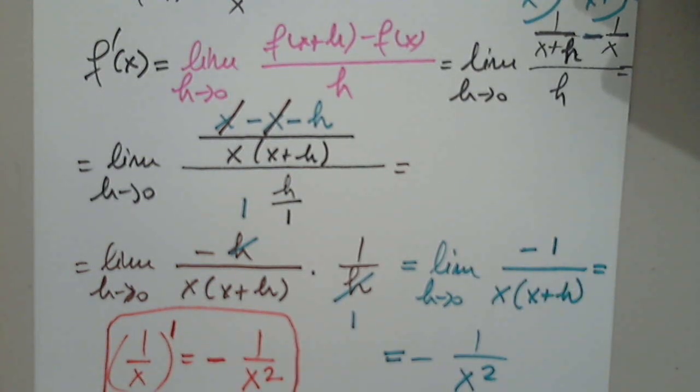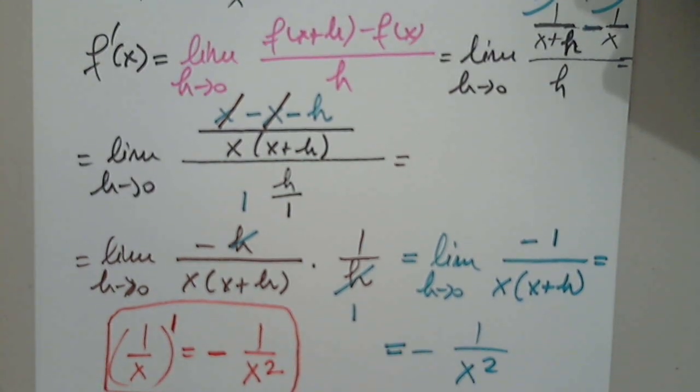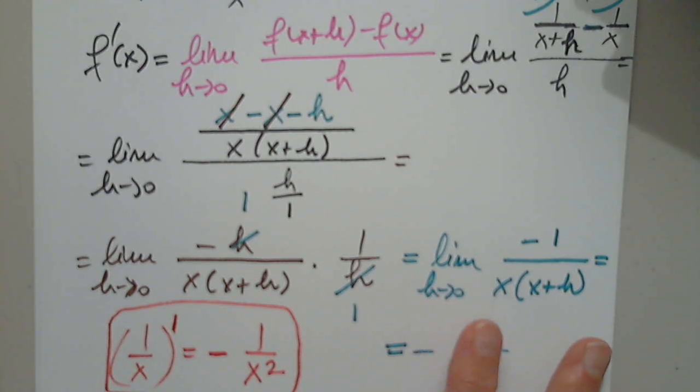One moment, please, before you continue. Yes, any question? Yes, please, any question. We had the limit of h as it tends to 0, -1 over x times x plus h. How do we arrive at -1 over x squared?